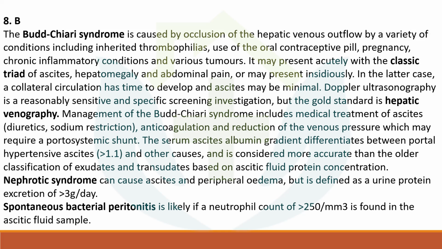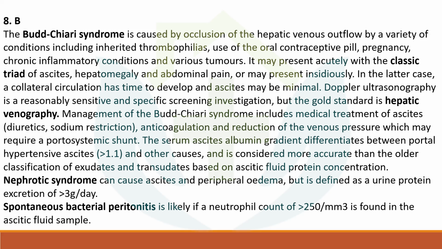In the insidious case, a collateral circulation has time to develop and ascites may be minimal. Doppler ultrasonography is a reasonably sensitive and specific investigation, but the gold standard is hepatic venography. Management of Budd-Chiari includes medical treatment of ascites, diuretics and sodium restriction, anticoagulation, and reduction of venous pressure, which may require a portosystemic shunt. The serum-ascites albumin gradient differentiates between portal hypertensive ascites and other causes and is considered more accurate than the older classification of exudate and transudate. Now, other options we are ruling out.